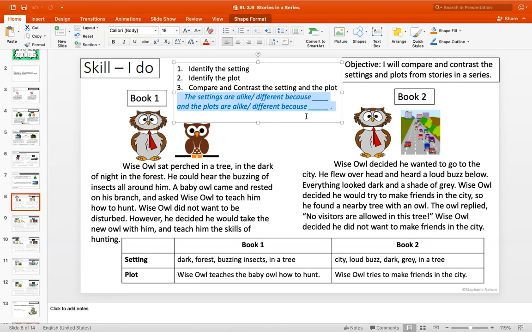Wise Owl sat perched in a tree in the dark of night in the forest. He could hear the buzzing of insects all around him. A baby owl came and rested on his branch and asked Wise Owl to teach him how to hunt.